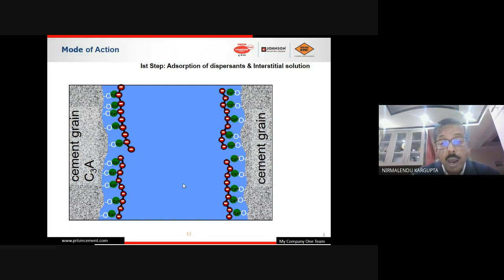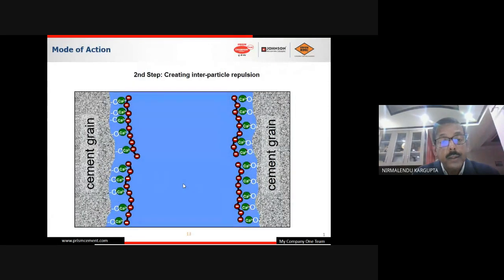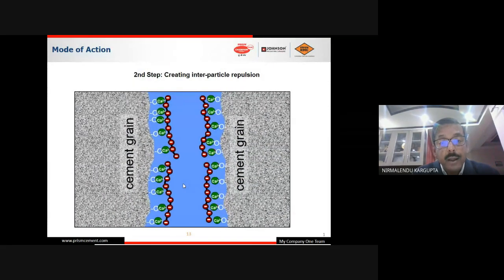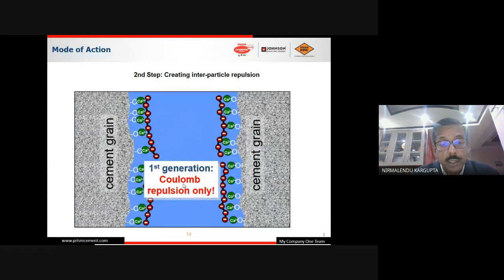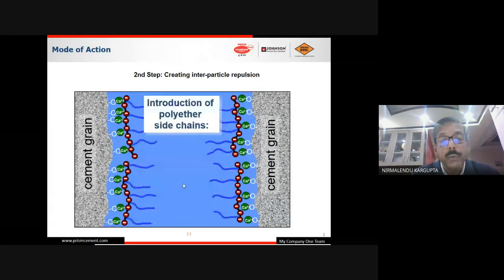Now they will repel. How do they repel? See, now they start repelling. This is first generation Coulomb repulsion. This is called Coulomb repulsion.